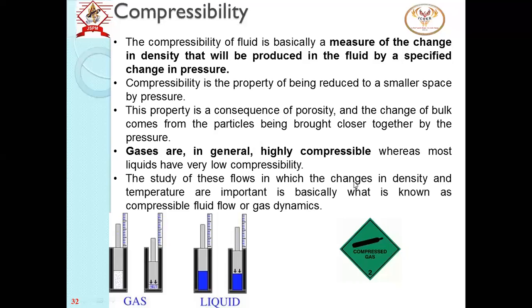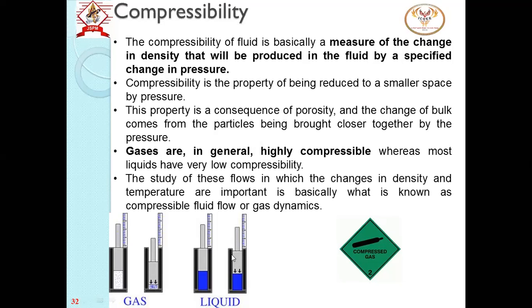Now the next property is called compressibility. Compressibility is the measure to note down the density change. Whenever you compress a liquid, as the example shown, slightly the density will change, very slightly. But when you compress a gas, the density change will be on the higher side. So this is compressibility. It is the measure of change in density produced in the fluid by a specific pressure change.